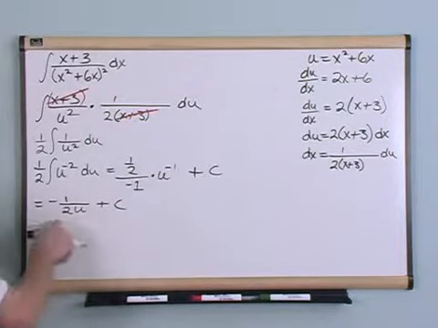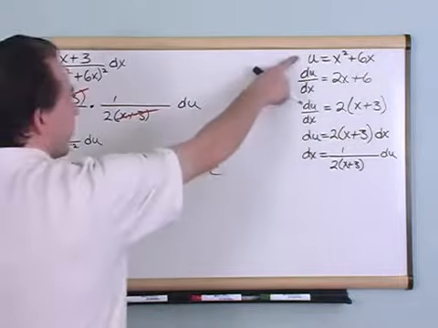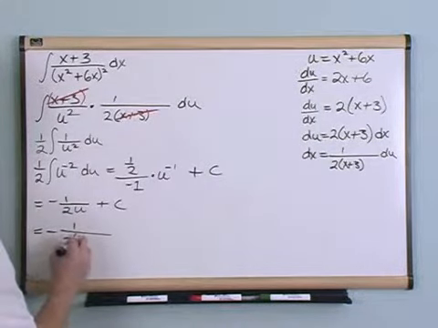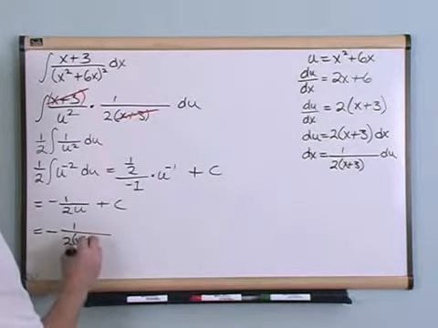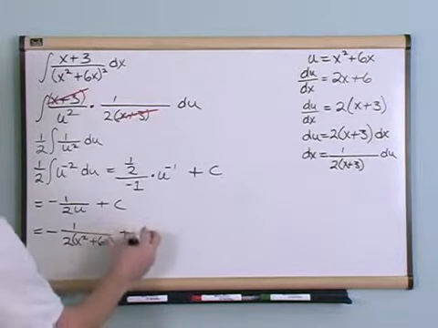Now you don't want to leave your answer in terms of u, so you just leave it in terms of x. Now don't forget u is defined by this up here, so I'm going to put that right here, x squared plus 6x right there, plus a constant.